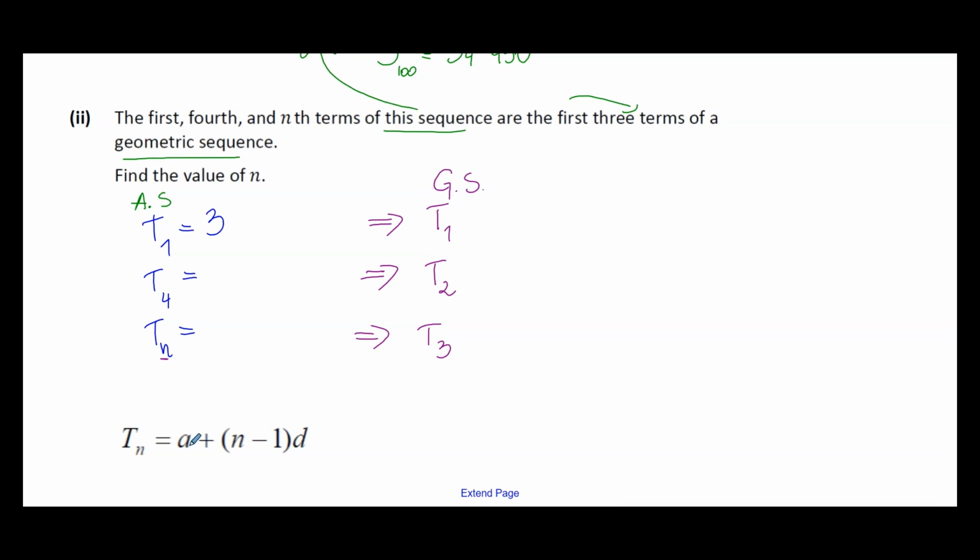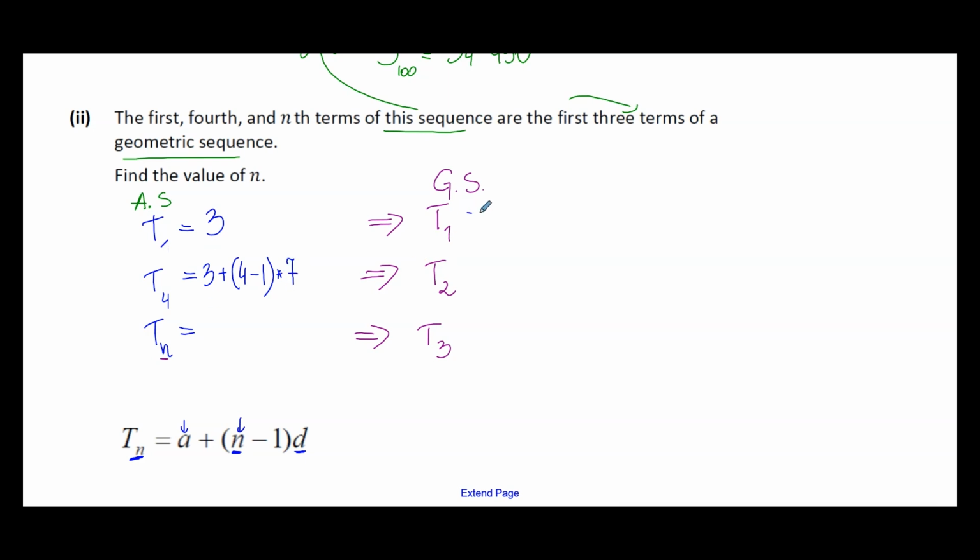So here, A means what? The first term. N means what? Which term am I looking for? And D, we know, is the common difference. So that means the fourth term will be what? First term, which is 3, plus bracket, oh, not n, we know it's the fourth term, so 4 minus 1, and that multiplied by our D, which we know is 7.